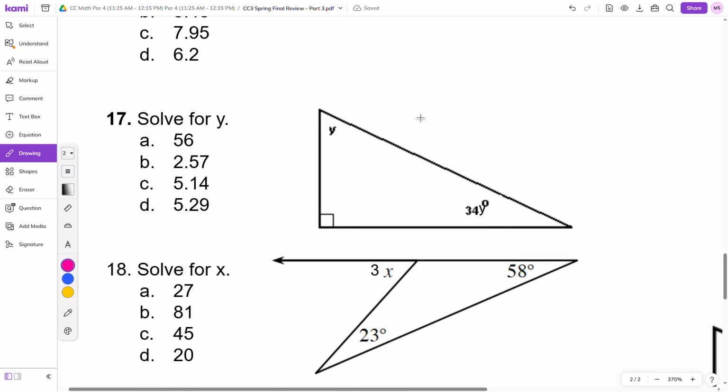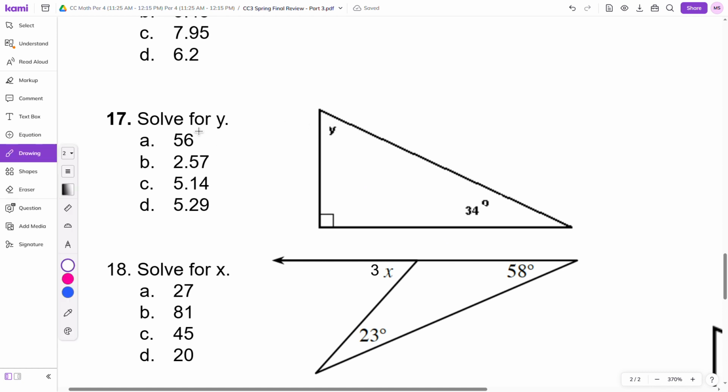17. Solve for y. Okay, that looks like there's a little typo here. I'm assuming that this is 34. I don't know what that 0 there is for. Oh, it's just the angle, I guess. Oh, yeah, so somebody messed up here. There's not supposed to be this y. It's just 34 degrees. So you're just trying to figure out how many degrees y is.